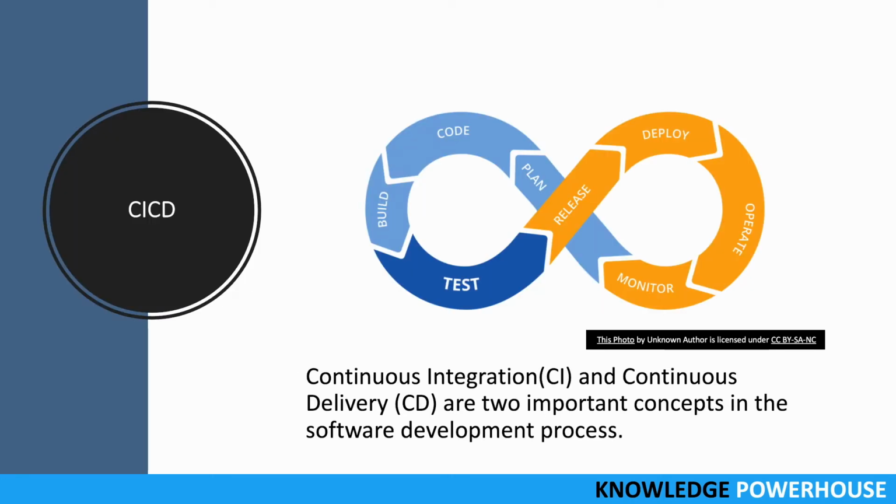Let's understand. CICD are two terms, continuous integration, CI, and continuous delivery, CD. And these two are often used together. They are important concepts in the software development process.